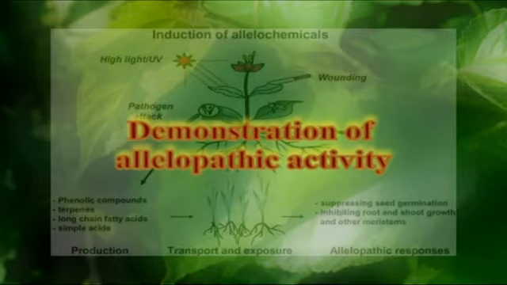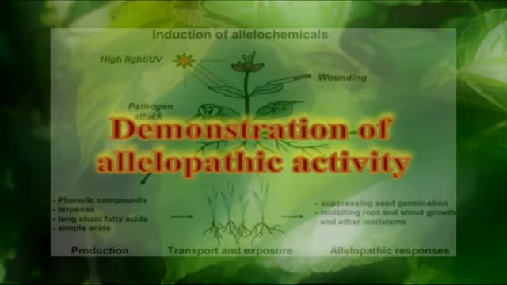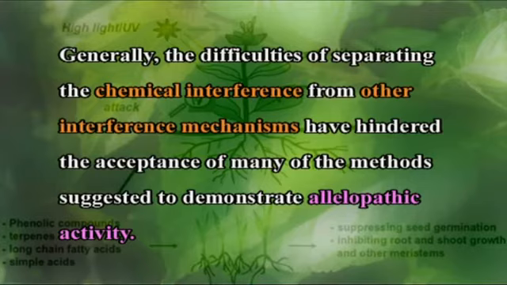Demonstration of allelopathic activity. It has recently been said that no area of plant science has provoked as much controversy as the study of allelopathy. Generally, the difficulties of separating the chemical interference from other interference mechanisms have hindered the acceptance of many of the methods suggested to demonstrate allelopathic activity. Therefore, the validity of many test results within the field of allelopathy has been much debated.